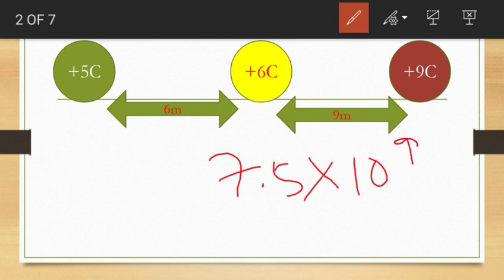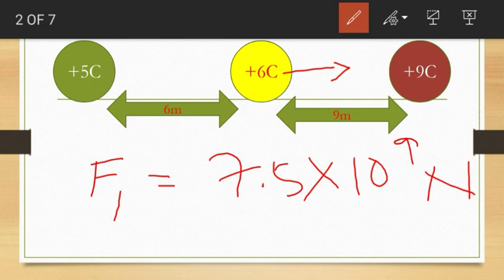Let's give a name, that is F due to the 5 coulomb charge. Suppose it is F1. So F1 is 7.5 multiplied by 10 to the power 9, and the unit of force is Newton. The SI unit of force is Newton. Since we have taken all the units previously in SI units, the SI unit of force is what we have taken in the answer, that is Newton. So remember, this force is towards the right.